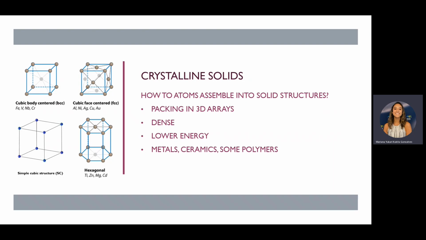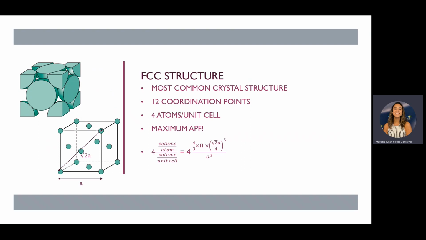These solids can be divided into 4 different structures, as we can see here on the left. So we have simple cubic structure, or SC, body-centered cubic, or BCC, face-centered cubic, or FCC, and last one, hexagonal. The face-centered cubic structure is the most common among all the other types of crystalline solids.